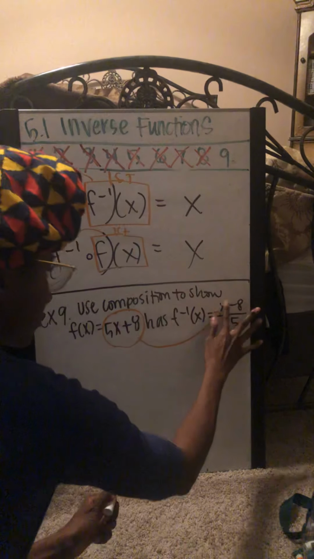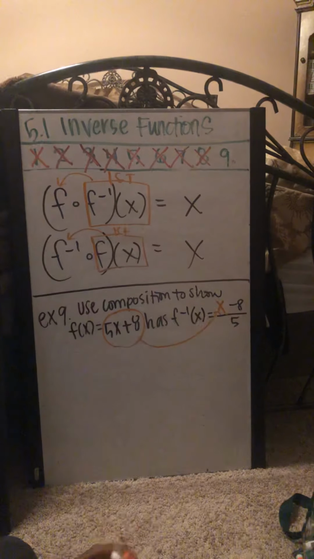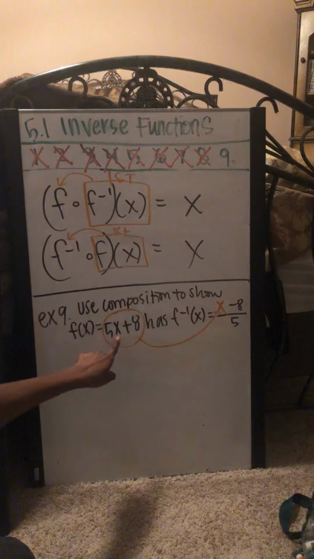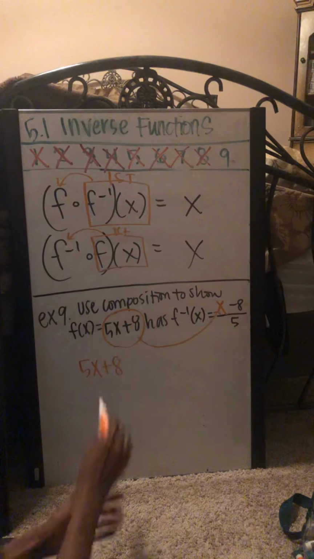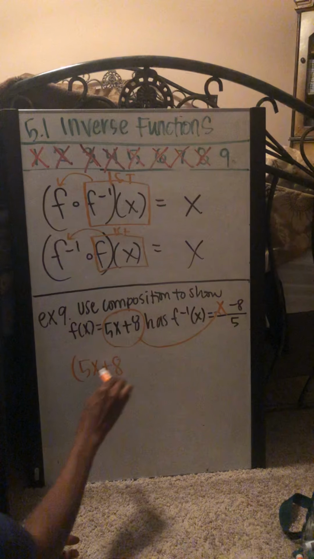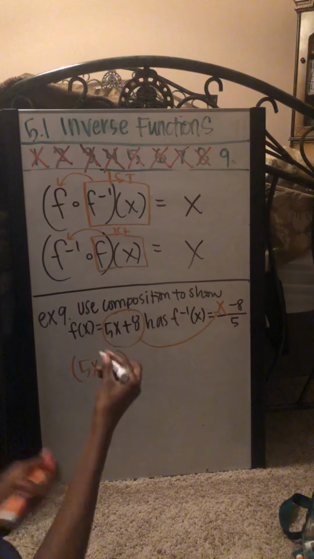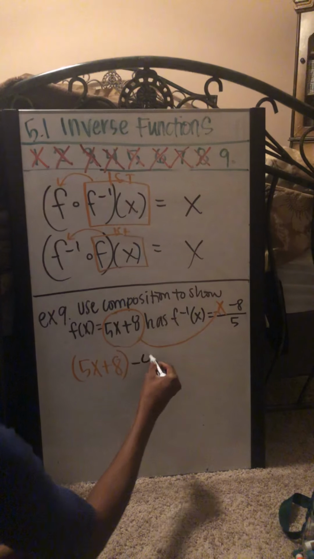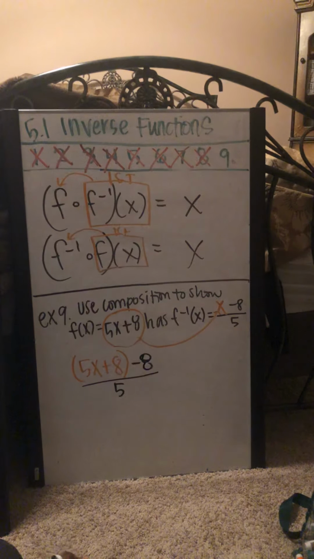So now, we're going to take our simple thing, and everywhere that we see an x, we're going to now write 5x plus 8. So we have 5x plus 8. Because we're plugging in, I'm going to go ahead and use parentheses just for great practice. And then we're left with minus 8 over 5.